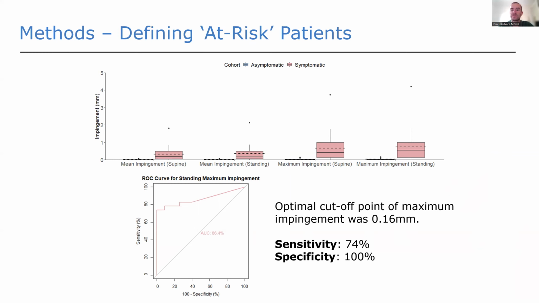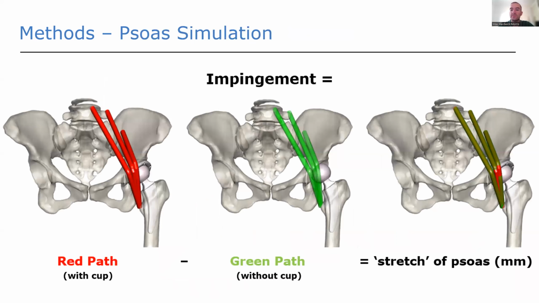Looking at the simulation itself, we represented the psoas using 3 different segments that approximate the location and width of where the psoas passes over the acetabular margin and attaches at the lesser trochanter. Within each segment is a green path and a red path. The green path does not include the cup, and the red path does. Then the impingement is calculated as the difference between these 2 path lengths, which could be thought more intuitively as the stretch of the psoas due to the cup.